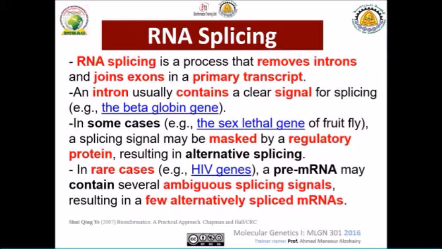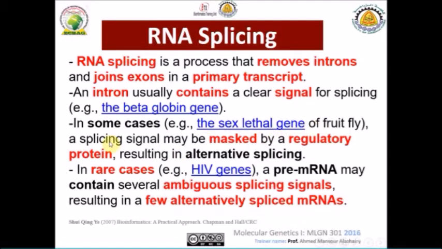So we have to find a clear signal at the beginning of the intron and at the end of the intron. And of course we have many examples, for example here we have the beta globin gene. Alternative splicing happens in that gene. Other cases include the Sex-lethal gene in the fruit fly, Drosophila.